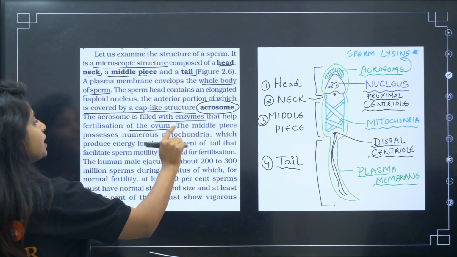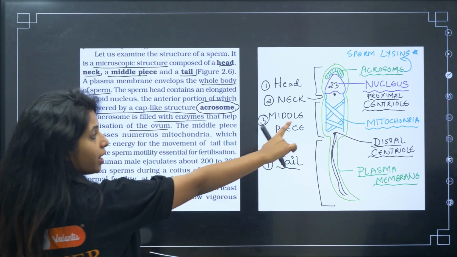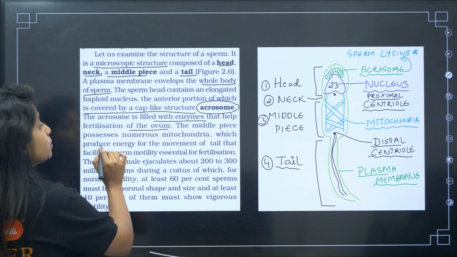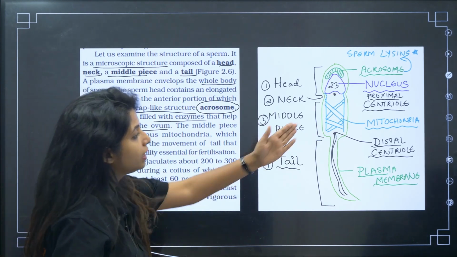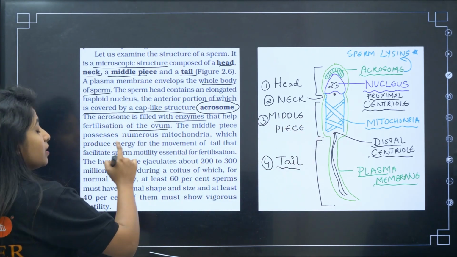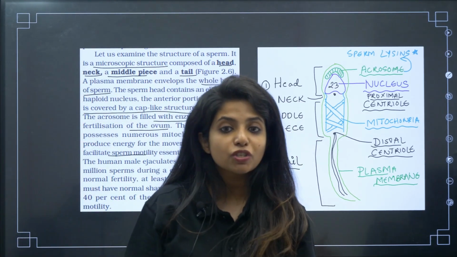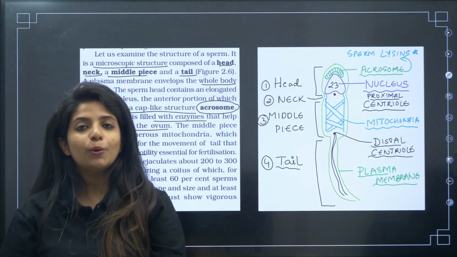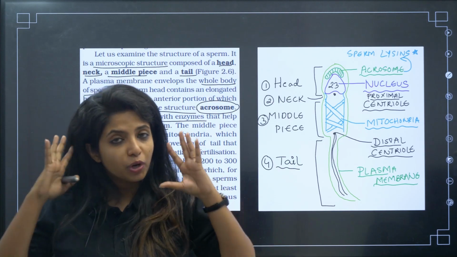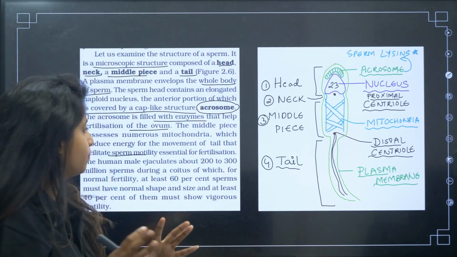No. The middle piece possesses numerous mitochondria, as I already told you, which produce energy for the movement of the tail region that facilitates sperm motility, essential for fertilization. Now, if the sperm is not motile, can it reach towards the egg and fertilize it? No. So sperm motility is very, very important.